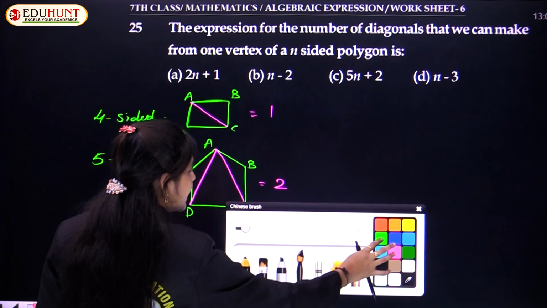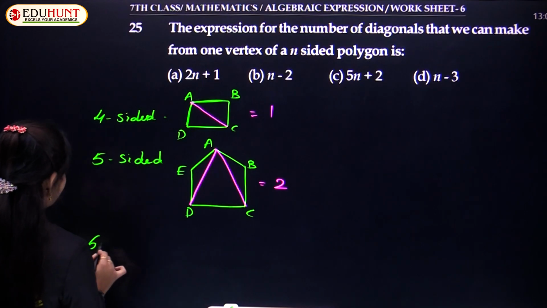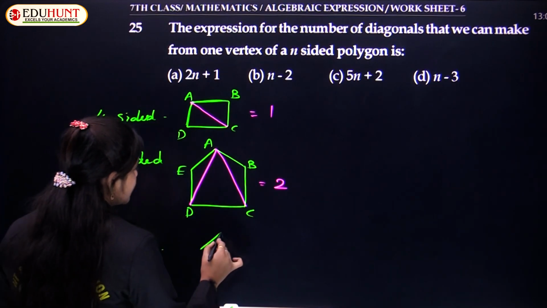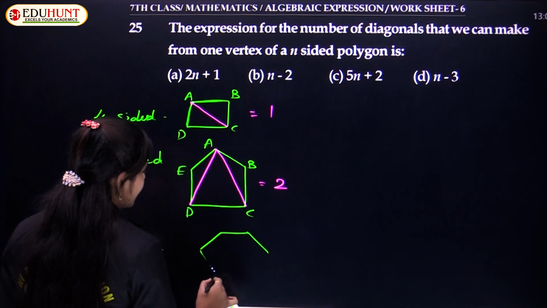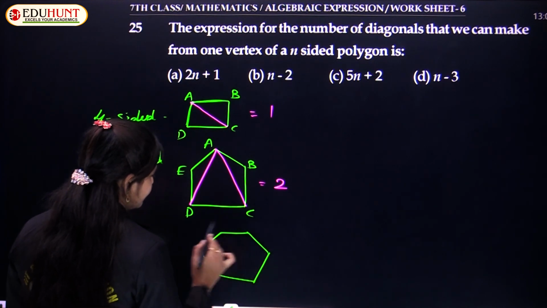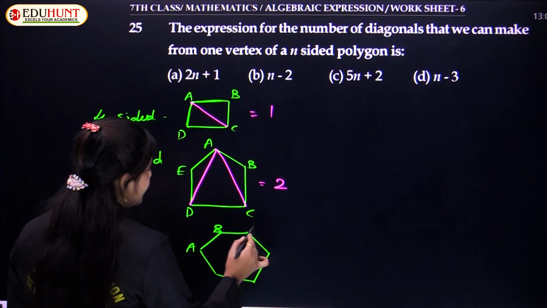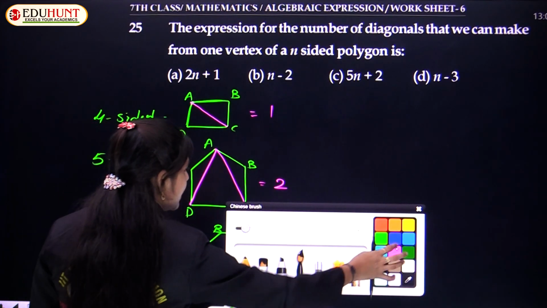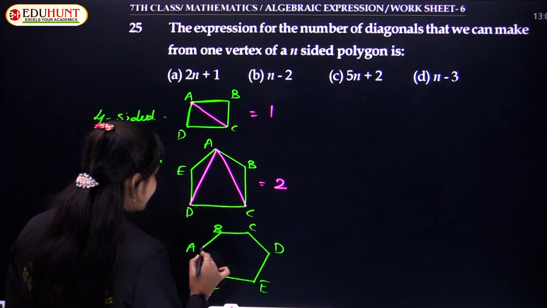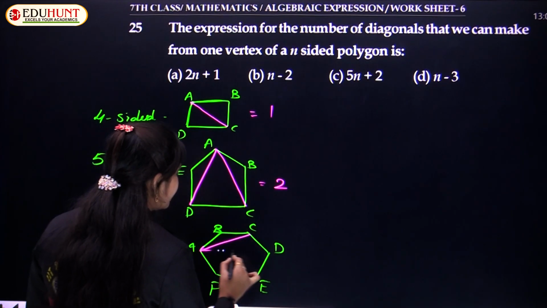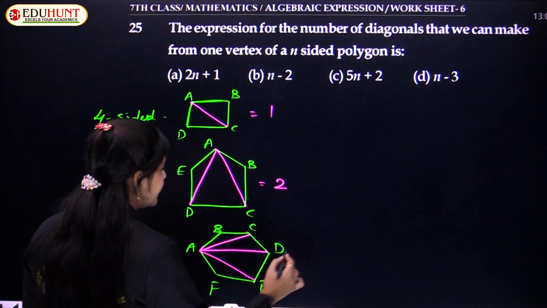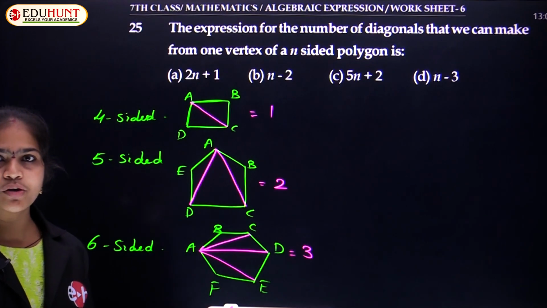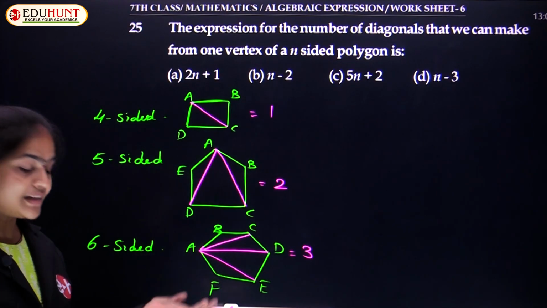Next, a six-sided figure. Let's take a hexagon, A, B, C, D, E, F. Now draw again from vertex A: AC, AD, AE. So how many diagonals did we get? Three diagonals. If you have any doubt, I will draw another diagram also.